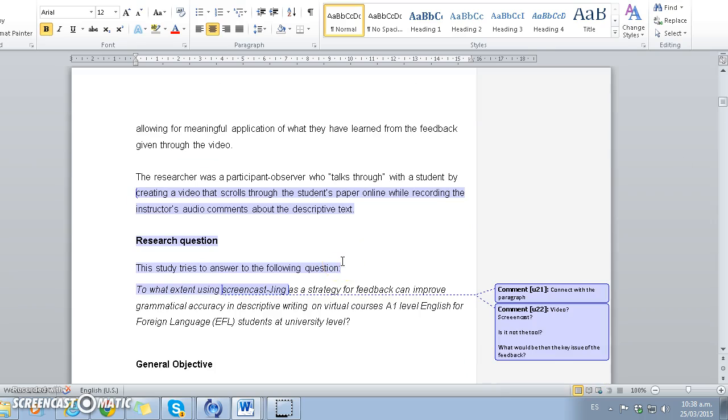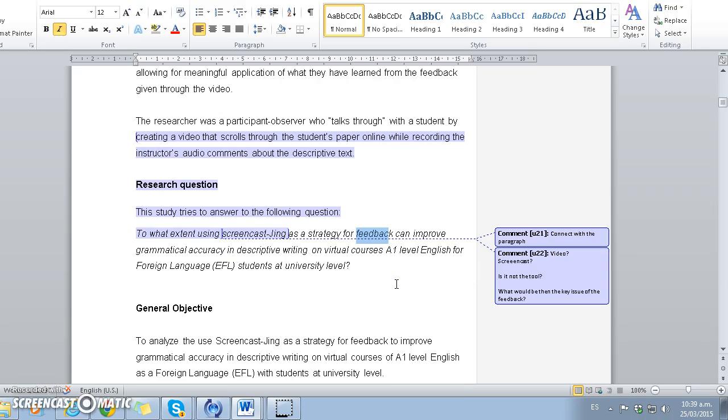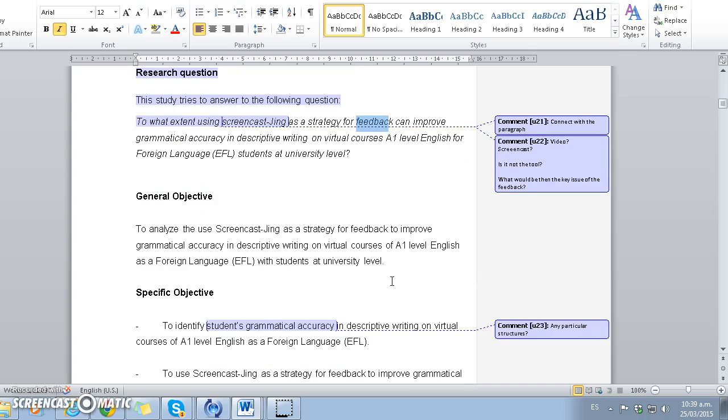Okay, the research question, let's see. To what extent using a screencast as a strategy for feedback can improve grammatical accuracy in writing? Yeah, we can discuss this. What is exactly the organization of this research question? Is it that you want to just give the emphasis to this technology in order to give feedback? Or is it that you want to find a way to give direct feedback to students? So that's something that we have to discuss and that we can organize.